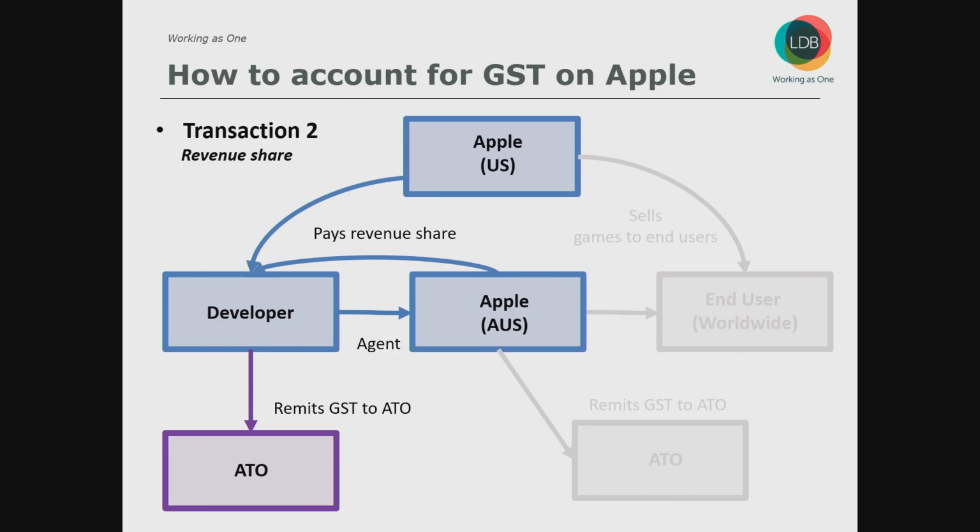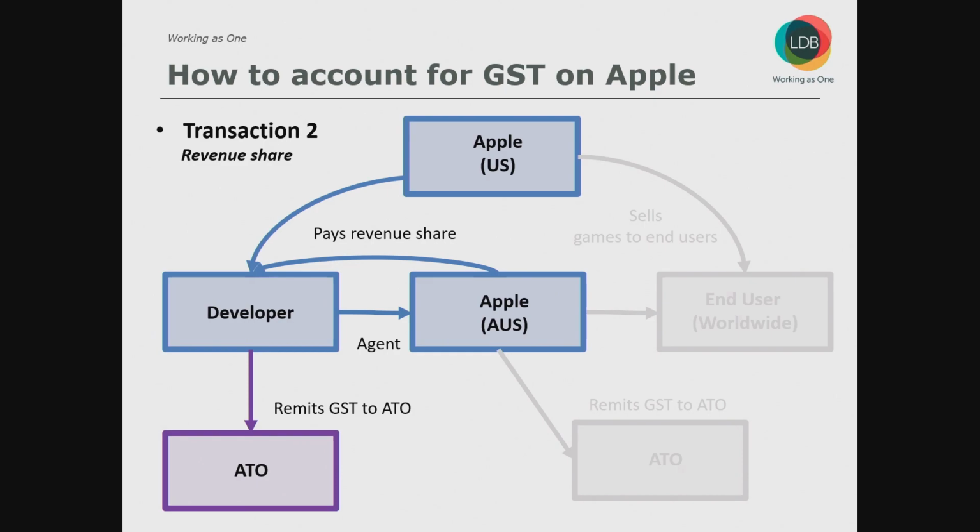So Apple issues what we call a recipient-created tax invoice and sends this on to the developer for the commission portion. Apple Inc. and Apple Australia will each issue a separate recipient-created tax invoice for their portion of the sales, or their portion of the commission based on the sales. As this constitutes a separate transaction between the developer and Apple Australia, the revenue share, or the commission payment between the two parties, will attract GST.